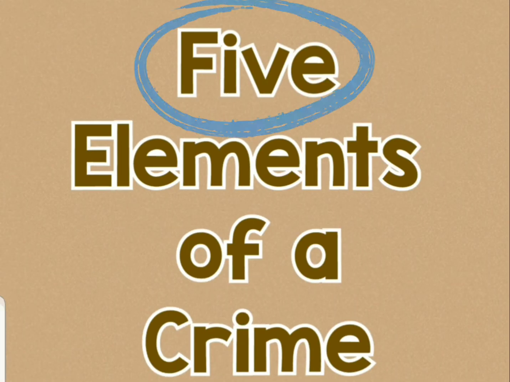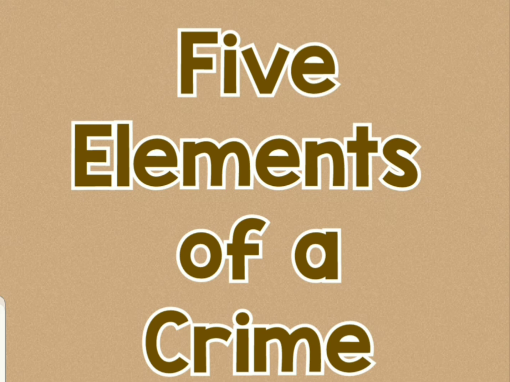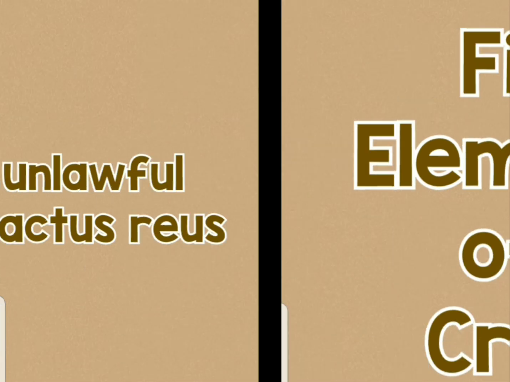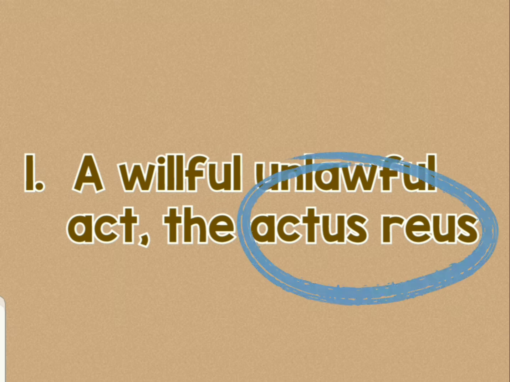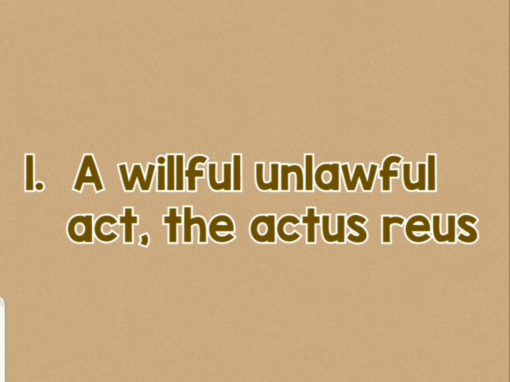Now, there are five elements to any crime. So a crime has been committed when the following elements are present. The first element is a willful, unlawful act, which is the actus reus. All right? You have someone that is committing an unlawful act of their own free will. That is the actus reus.